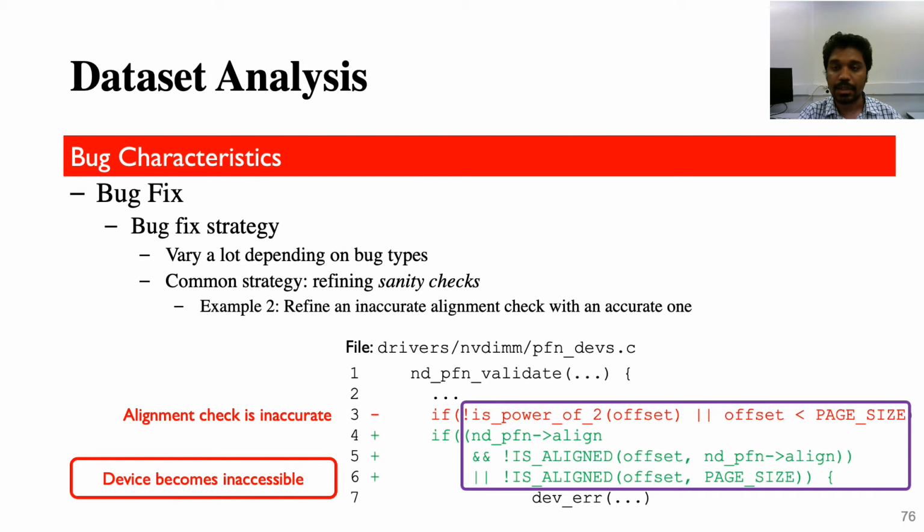Another example of a sanity check is fixing an alignment issue. Here, the PFN device alignment validation fails due to the inaccurate check, which makes the device inaccessible. The inaccurate check is replaced with a call to the isAlign method that accurately checks the offset with the recorded device alignment.